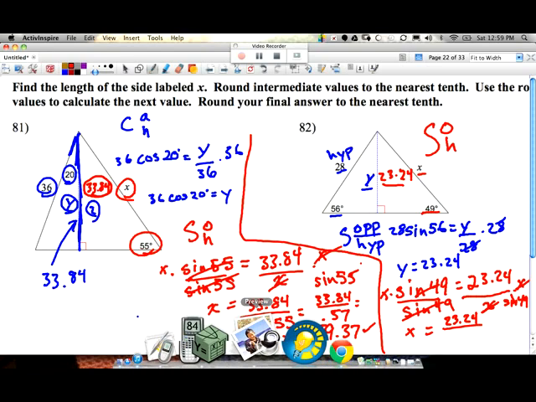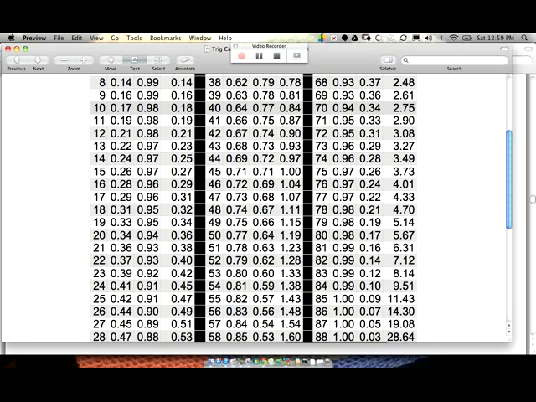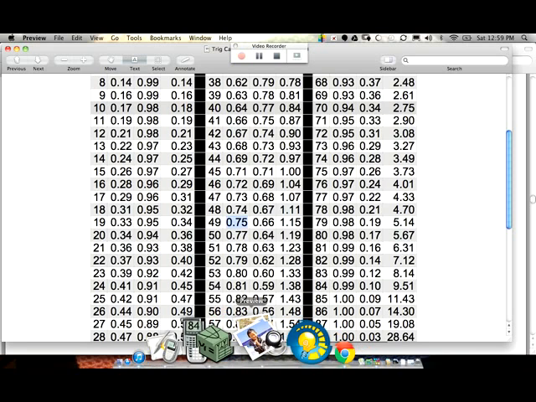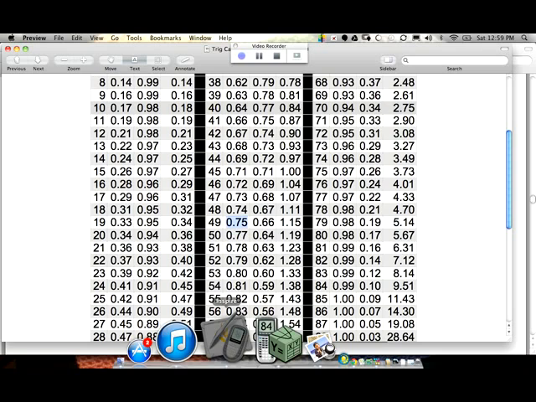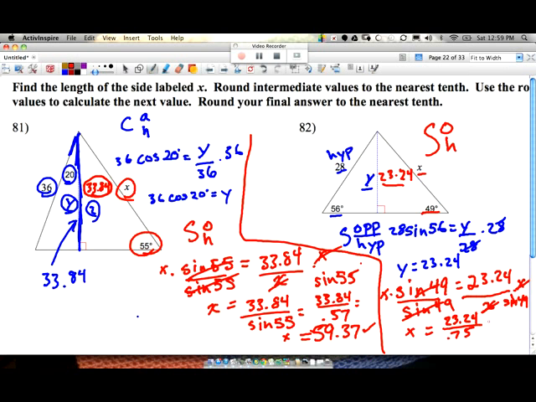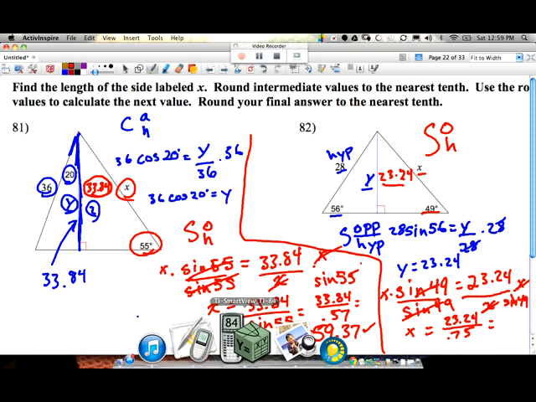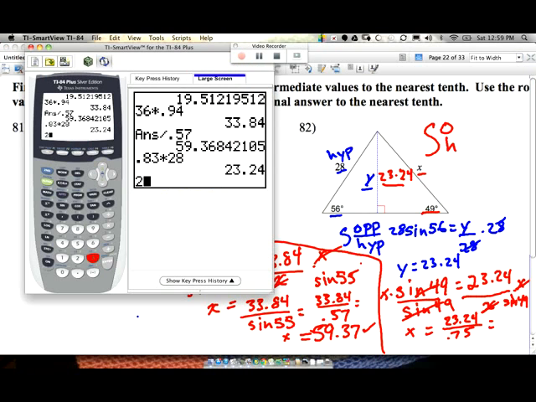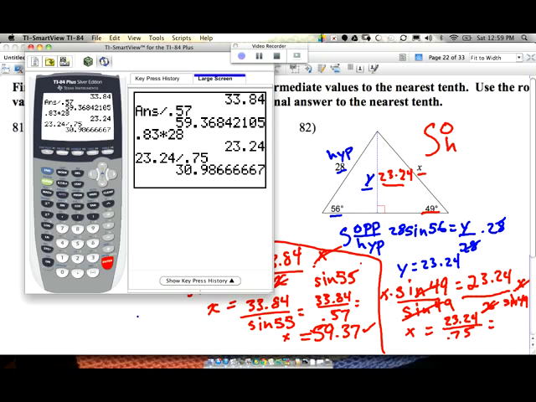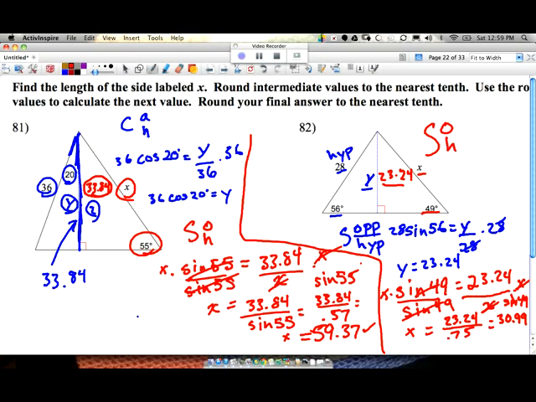But x equals 23.24 divided by sine 49, which happens to be, let's see if we can find our table, sine 49 is 0.75. So 23.24 divided by 0.75 is 30.986, or 30.99. Let's just say 30.99. Cool. Oh, it says round your answer to the nearest tenth. Yeah, whatever. No big deal. We went to hundredths. Still good.